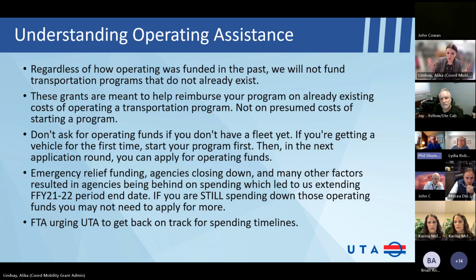Okay. I'll show that visually so you can better understand it, because the FTA is pushing us to get back on track with our spending timelines. Because again, with all the stuff that happened in the COVID ages, we got a little bit off of our milestones and our period of performance dates with the FTA. Okay.